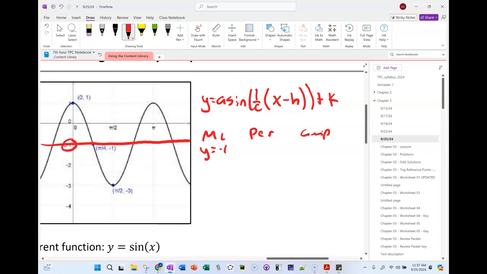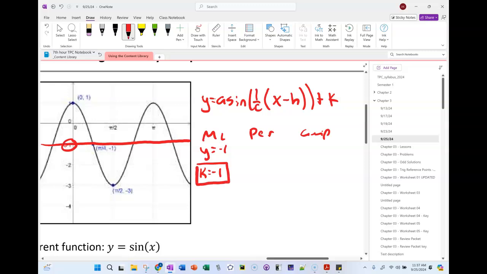So what coefficient does that give me? A, C, H, or K? K is correct. What is the K then? Well, just -1, right? The midline is y equals -1, but the k is just a number. That's -1. So that's 1 down.